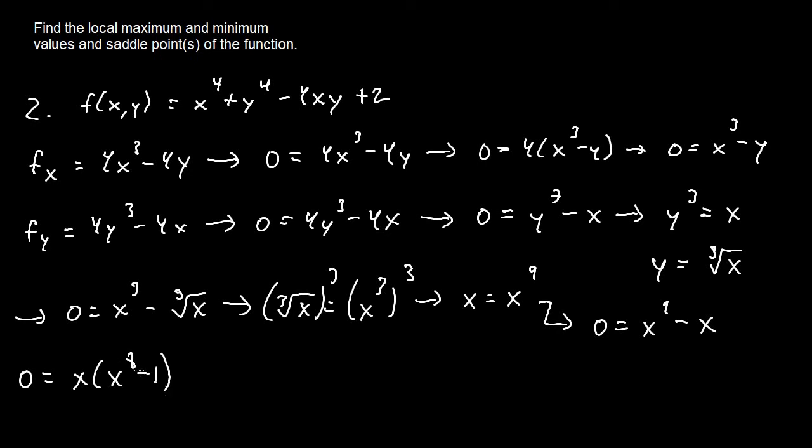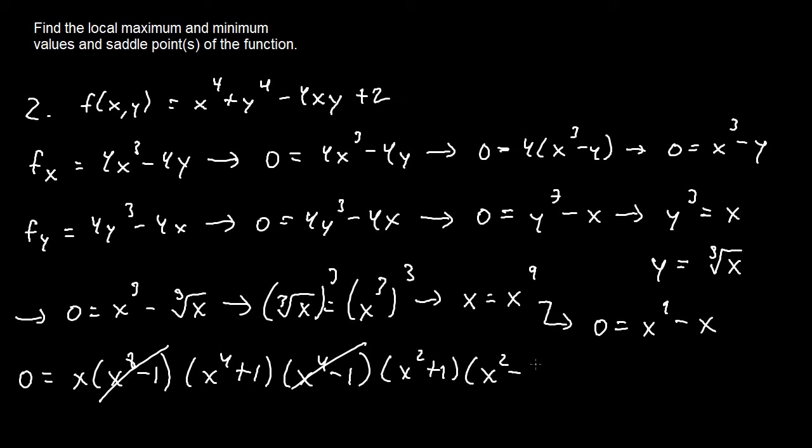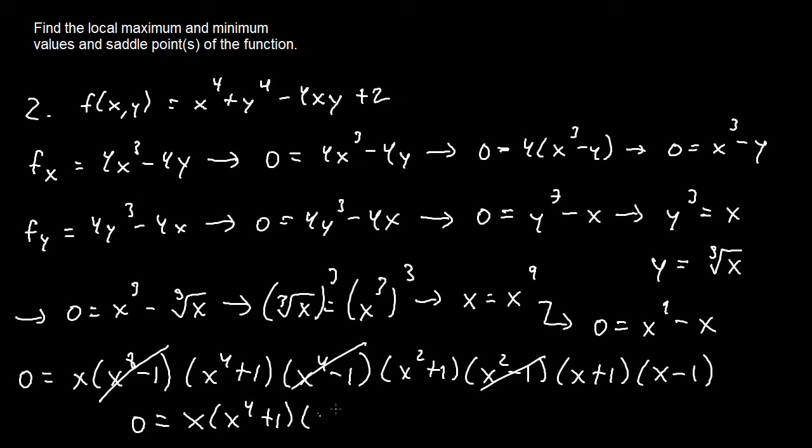Now x to the 8th minus 1 can be broken into x to the 4th plus 1 and x to the 4th minus 1. x to the fourth minus 1, a difference of squares, can be broken once again into x squared plus 1 and x squared minus 1. And x squared minus 1 can be broken into x plus 1 and x minus 1. So now what we have left is 0 equals, we have that x, we have x to the fourth plus 1, we have x squared plus 1, we have x plus 1, and then x minus 1 as well.